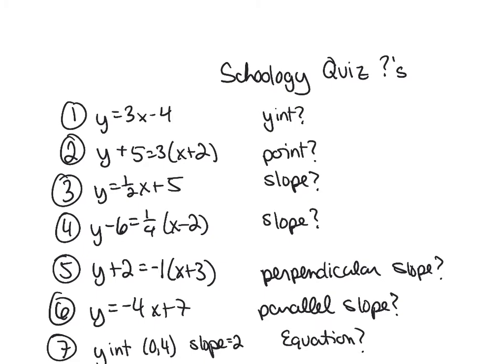Okay, so the first one asks, it's a similar question to this one, and it wants to know what the y-intercept is. The y-intercept, if this is y equals mx plus b, is the negative 4. But you want to write it as an ordered pair. So 0, negative 4.